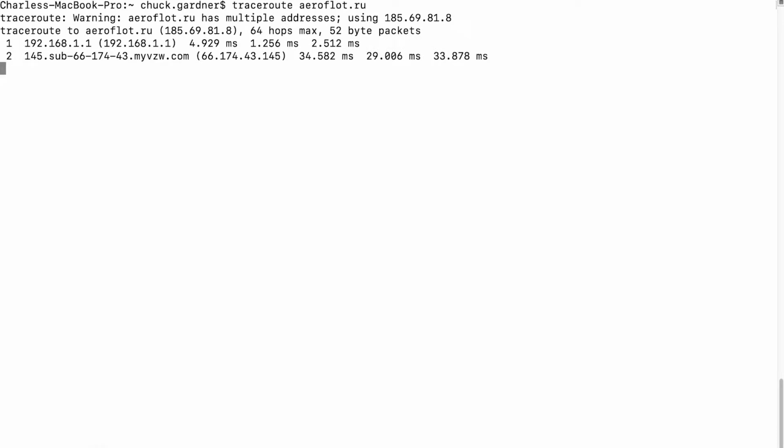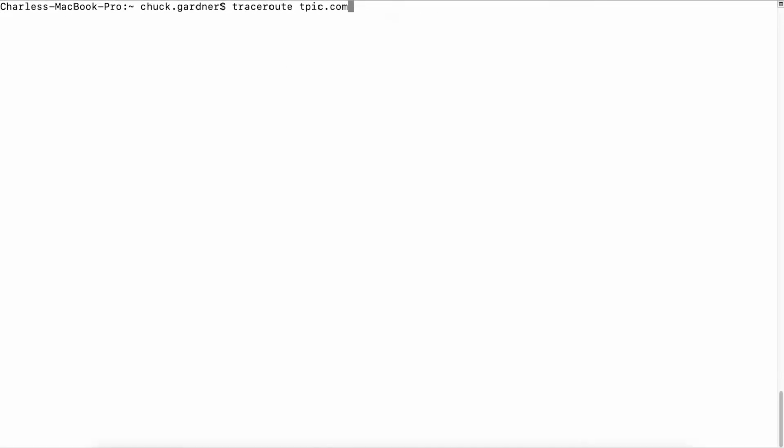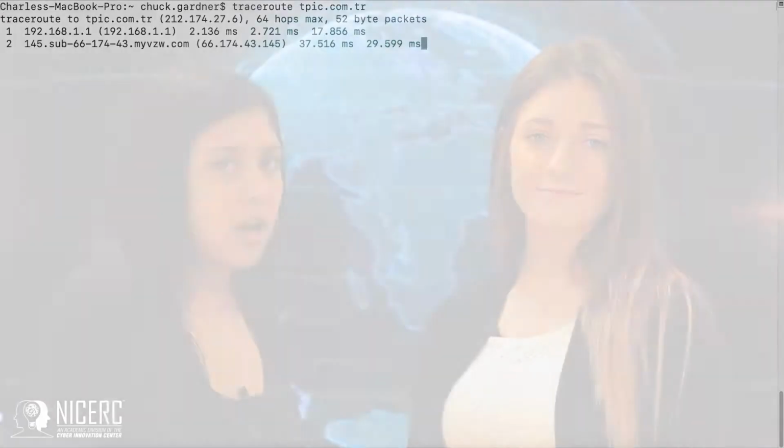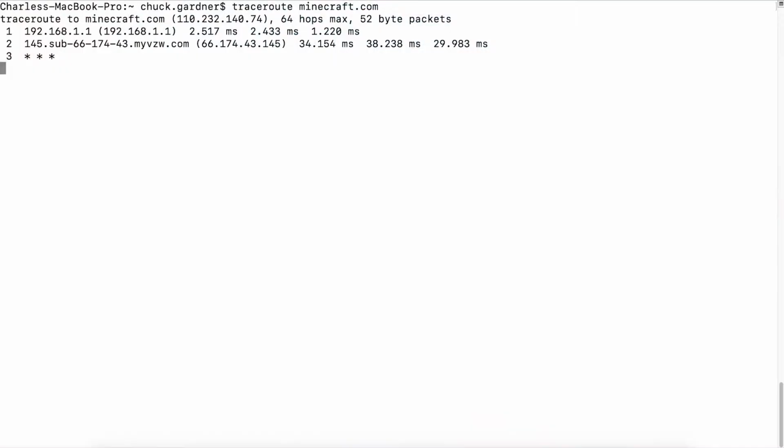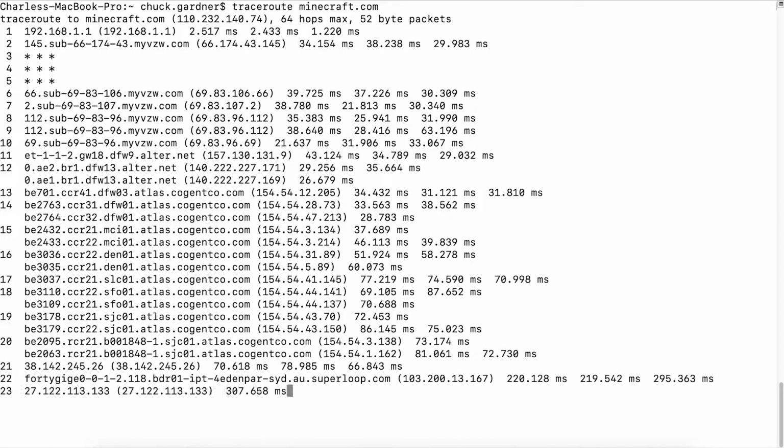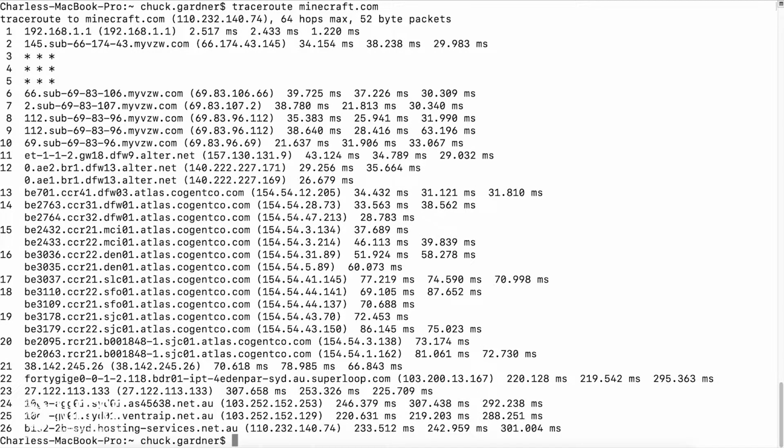Ready for something global? Try running a traceroute to the Russian airline, Aeroflot, at aeroflot.ru, or try a petroleum company in Turkey, tpic.com.tr. By the way, if you ran the Minecraft traceroute, you should have noticed that it ends up in Australia. Can you believe that? All the time spent online creating and breaking bricks, you were connected to devices located in Australia?